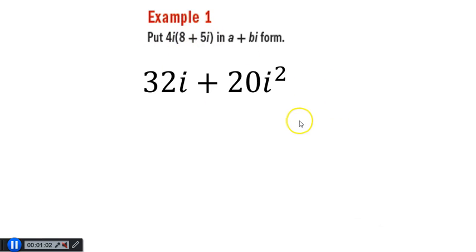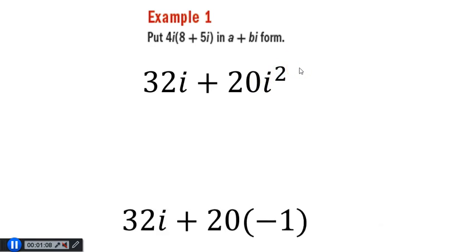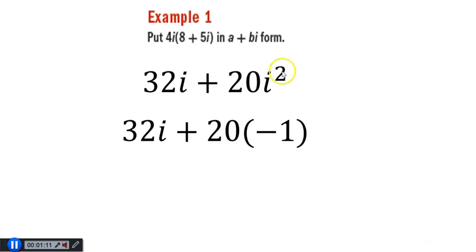So we look at this and we see, well, I is the square root of -1, so I squared is going to be -1. So if I simplify that, I can change this I squared to -1 because I times I is -1, and then 20 times -1 is -20. So we have 32I minus 20.